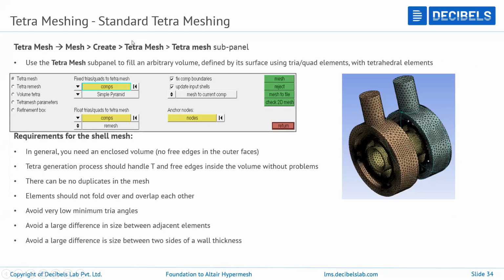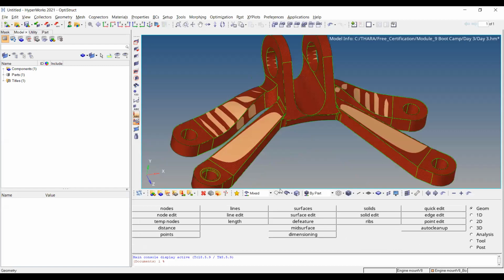See, to create any of the tetra elements, we need to go for this tetra mesh, select the component. In this drop down, you have to select whether you require a simple pyramid or smooth pyramid, there are options. So we have to click on these options and start creating the tetra elements. There are requirements for the shell elements. Even if I have created the shell elements, it is not ready to generate the tetra. There are corrections to be done for the 2D elements. What are the requirements from the shell elements? We'll discuss it.